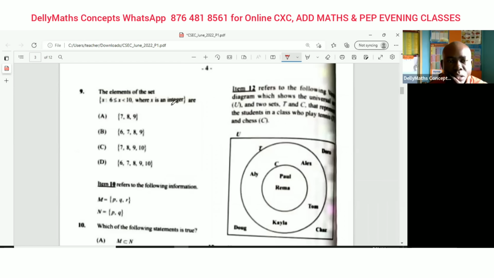All right, this is an integer. So we're saying that x is an element of a set where x is less than 10 and x is greater than or equal to 6. And x is an integer, greater than or equal to 6 and less than 10. So you're moving from 6 to 9: 6, 7, 8, 9, because it's an integer.